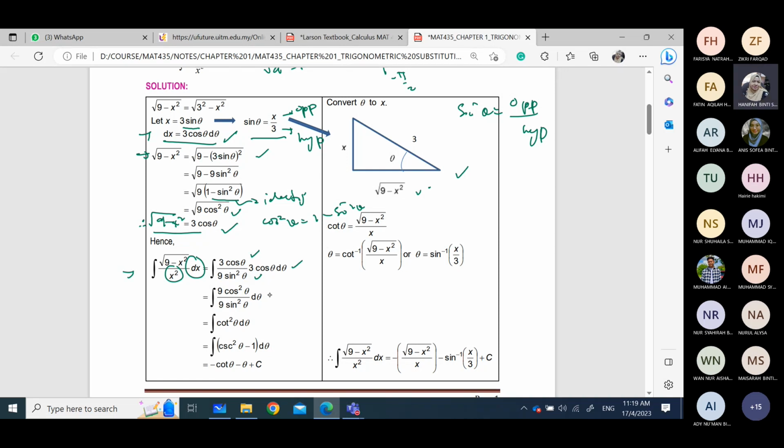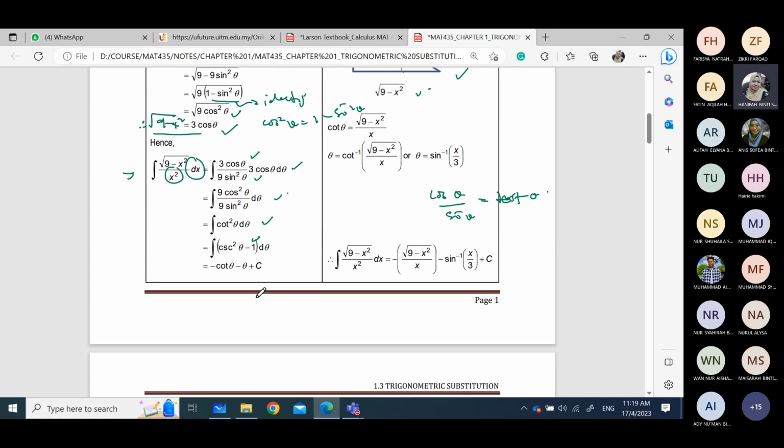Next, simplify. We have 9 cosine squared theta over 9 sine squared theta. Next, we use the identity that cosine theta over sine theta is equivalent to cotangent theta, so cosine squared over sine squared gives cotangent squared theta. The identity for cotangent squared is cosecant squared theta minus 1. Next, we integrate, and here we have negative cotangent theta minus theta. You integrate in terms of theta.